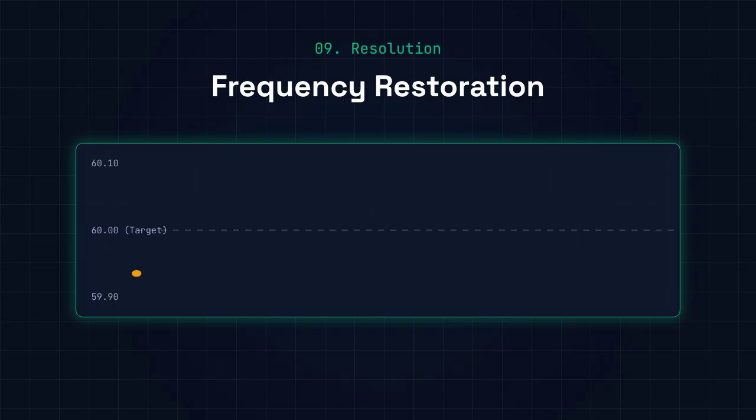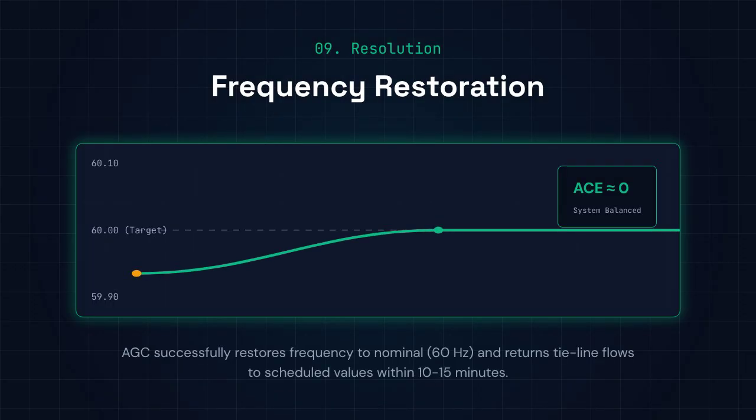As AGC dispatches its signals and generators respond, frequency gradually returns to nominal. The area control error approaches zero. This entire recovery process, from initial deviation to full restoration, typically completes within minutes. The grid returns to its steady state.